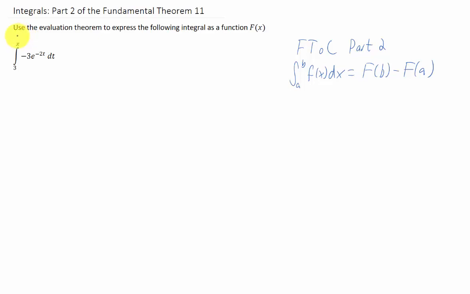This problem asks us to use the evaluation theorem to express the following integral as a function, and we'll call that function capital F of x. Well, the evaluation theorem is, I guess, just another way to say the fundamental theorem of calculus part 2. We're going to find the antiderivative, or the integral of this function here. We're going to plug in our lower and upper limits, and because one of our limits is a function of x, our final answer will be a function of x.